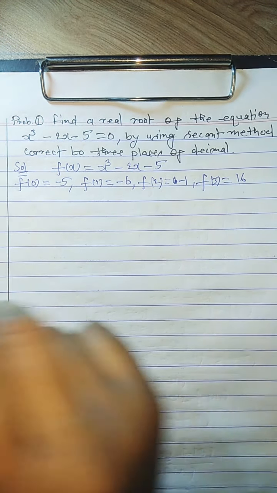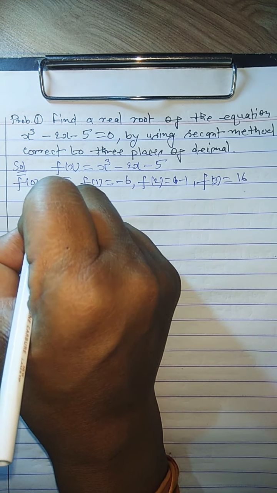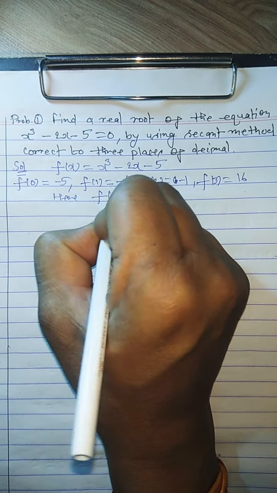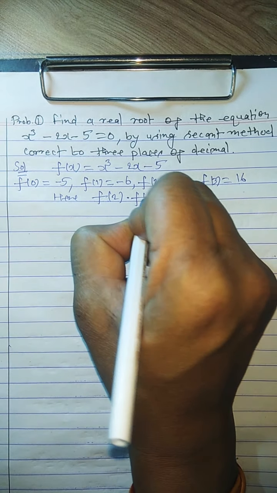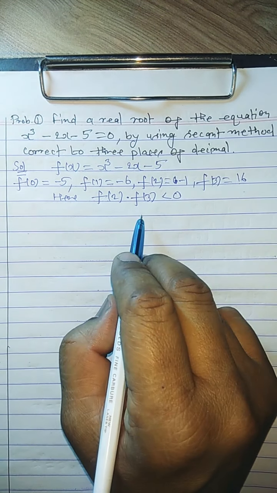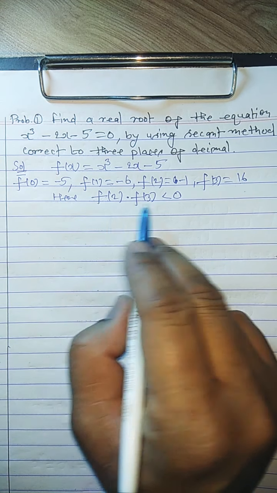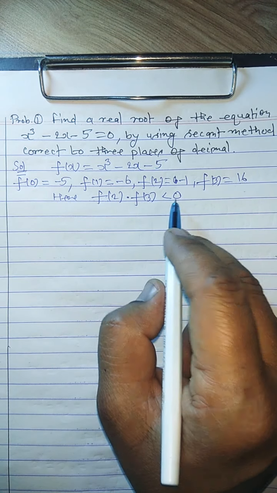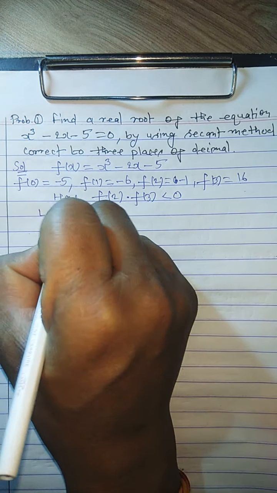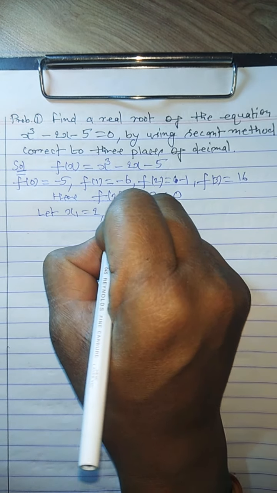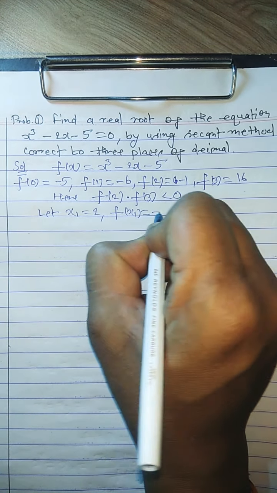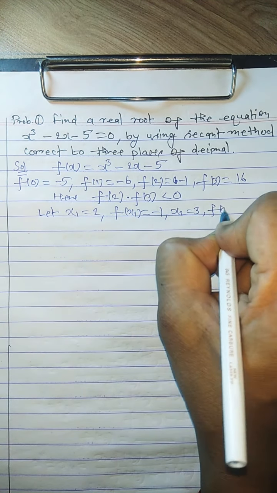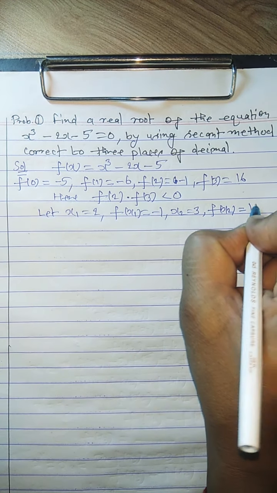Here f(2) into f(3) is less than 0. By the intermediate value property we can say there is at least one positive root between 2 and 3. Let us suppose x1 is equal to 2, f(x1) is equal to minus 1, x2 is equal to 3 and f(x2) equal to 16.